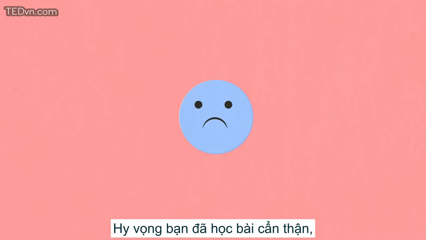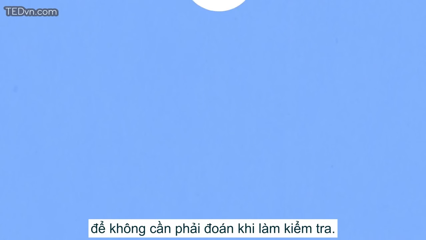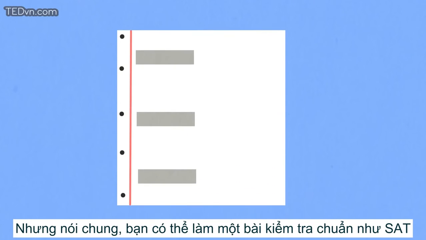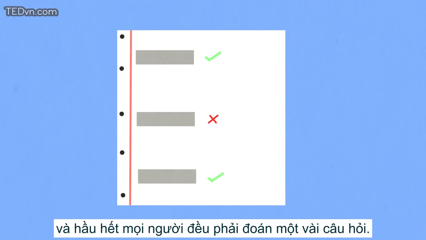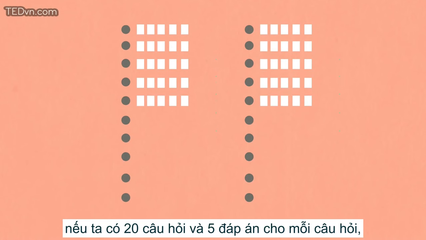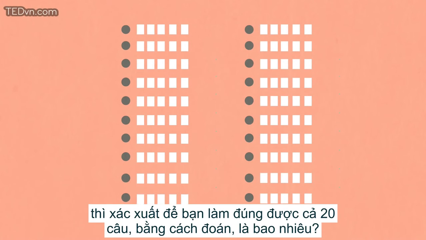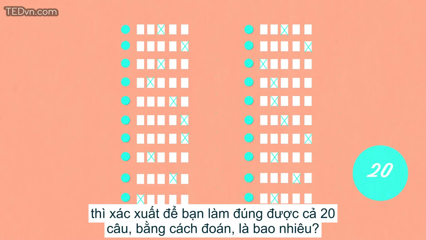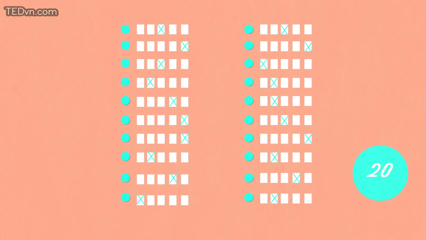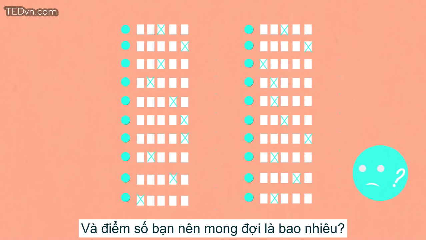Hopefully you study for quizzes, since it clearly doesn't pay to guess. But at one point, you probably took a standardized test, like the SAT, and most people have to guess on a few questions. If there are 20 questions and 5 possible answers for each question, what is the probability you would get all 20 right by randomly guessing? And what should you expect your score to be?